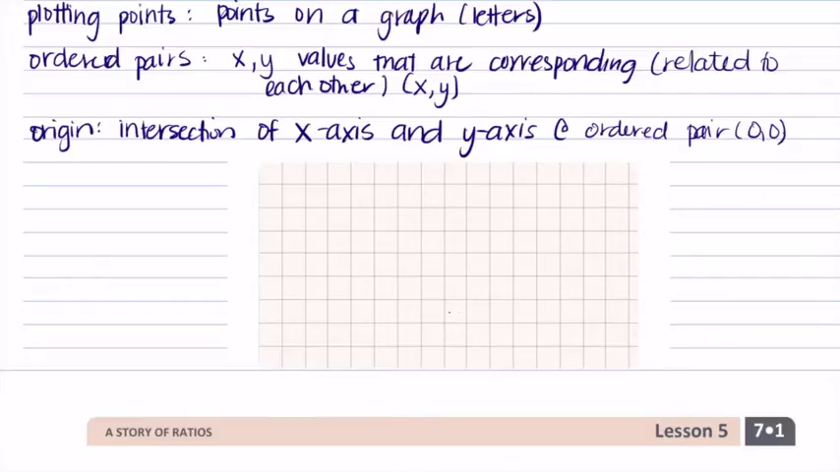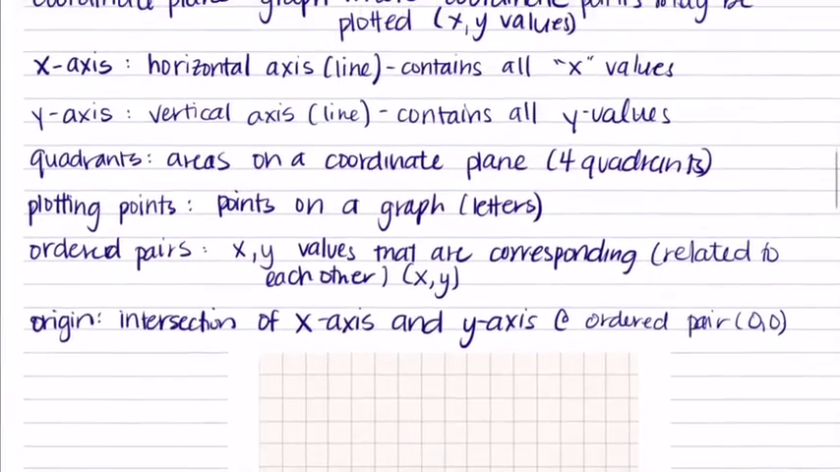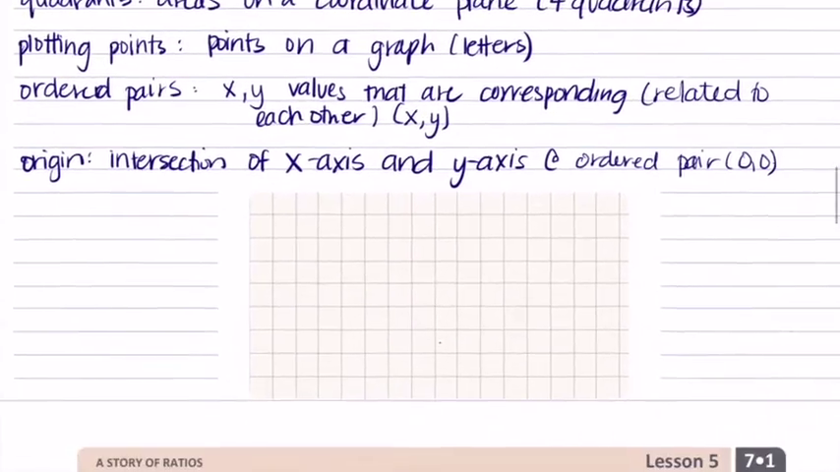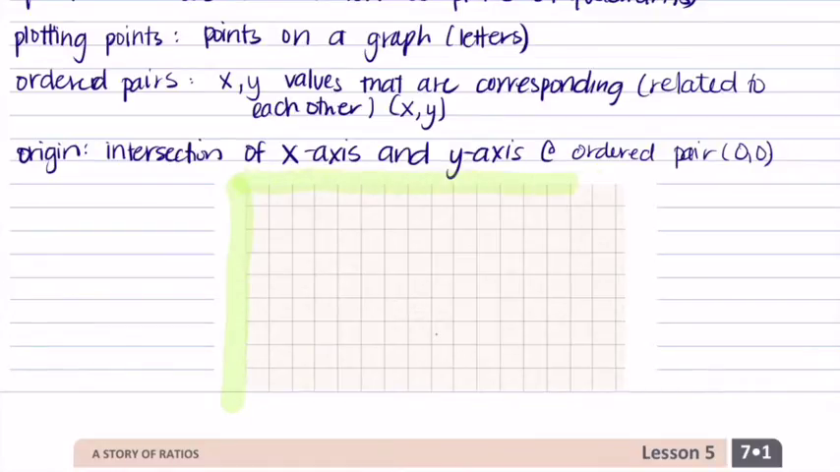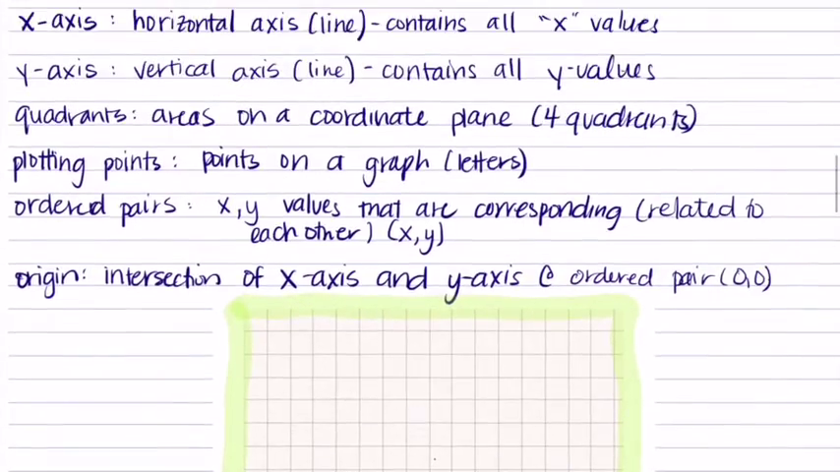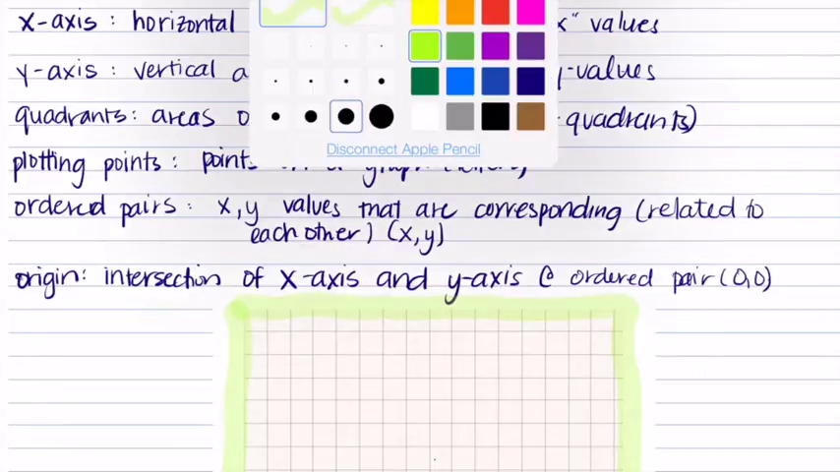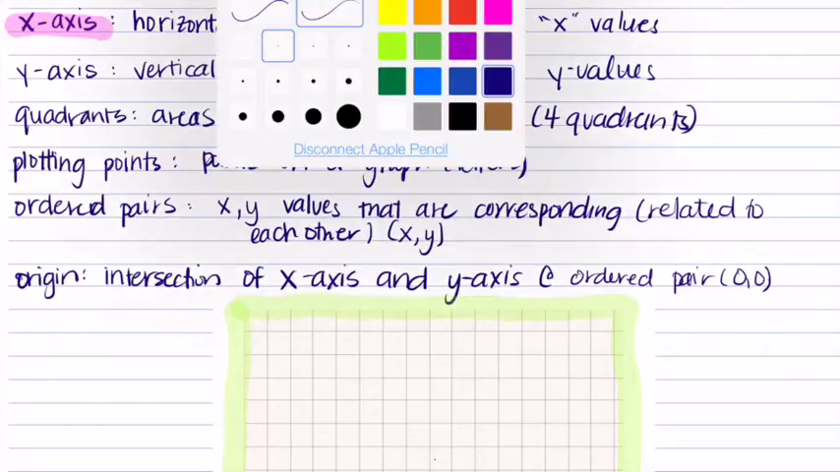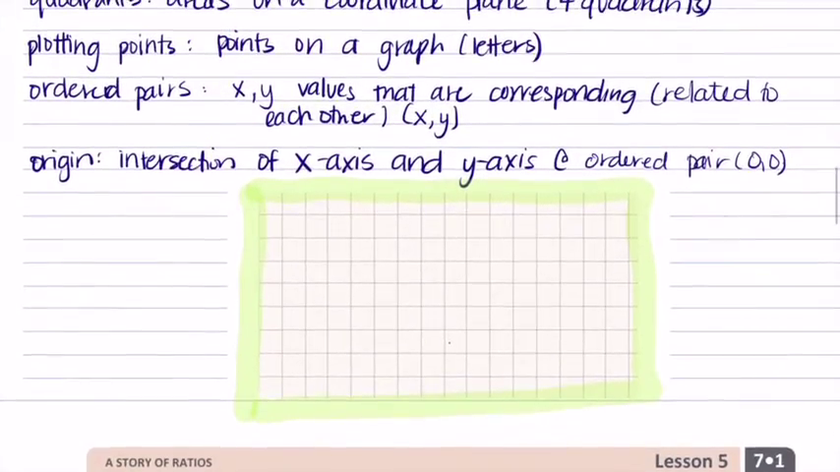That's going to give me a coordinate plane. So let's do some highlighting here. My coordinate plane is going to be all in green. So this is my graph, right? This is my coordinate plane. My x-axis, I'm going to turn pink. My x-axis, remember, contains all of my x values. We usually mark x-axis. I'm going to make my y-axis purple.